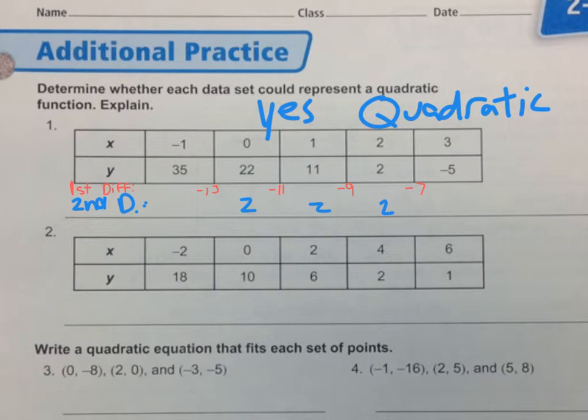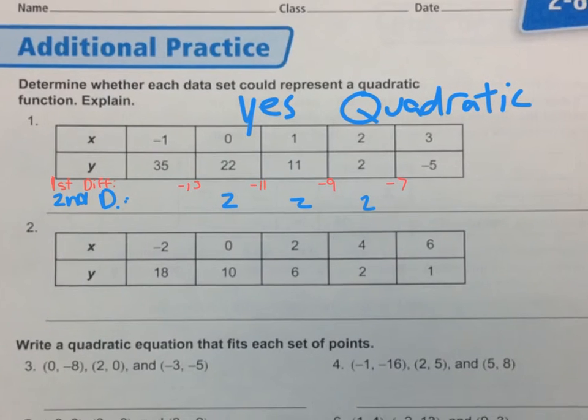Once again, if your first differences happen to be common, then you don't have to do the second differences. If your first differences are common, it's a linear equation. But if your first differences are not common, you've got to check your second differences and make sure that they are common. And if they are common, then yes, it's a quadratic. If this would be a 2, a 3, and a 5, then this would not be a quadratic. You would just say it's not a quadratic. I hope that makes sense.